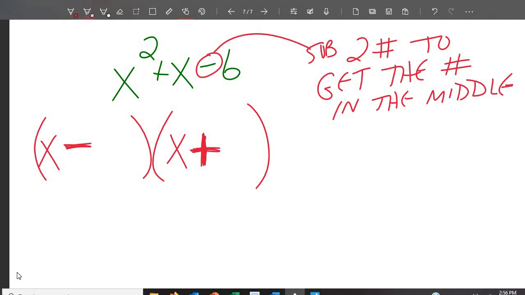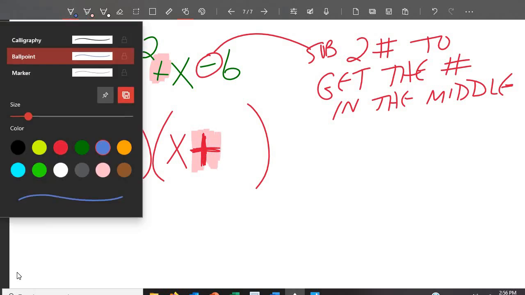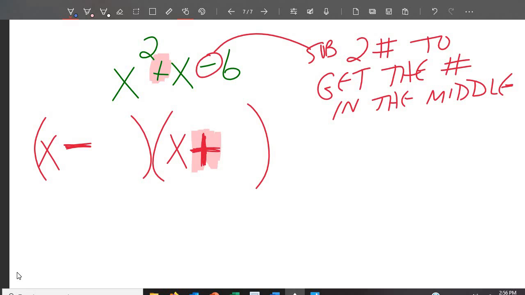Now, the sign in the middle goes with the biggest number. So when I find the two numbers that subtract, this one will be the biggest number.